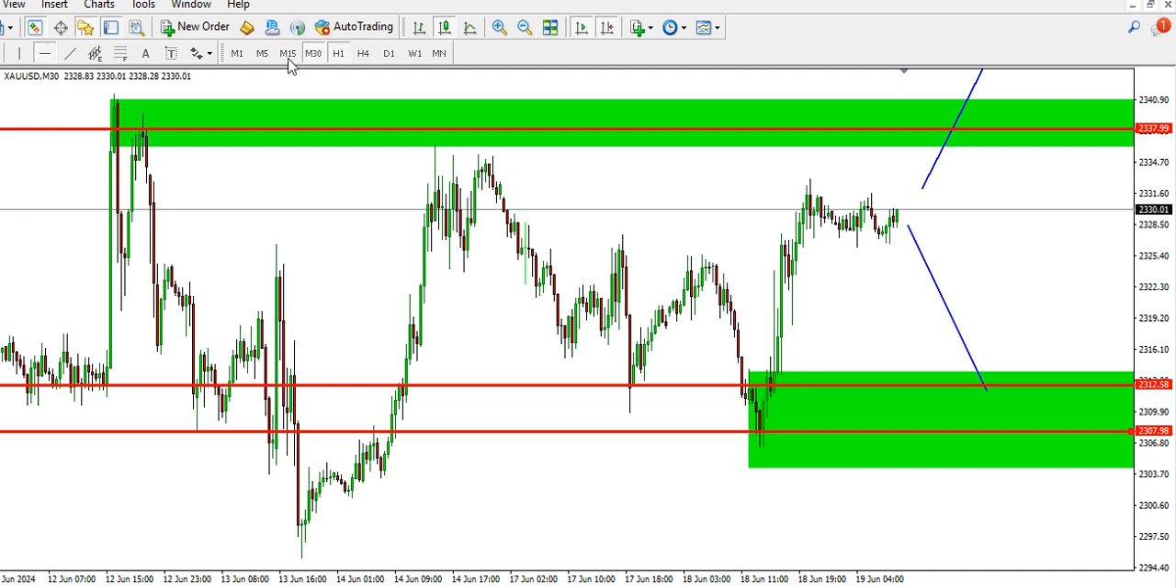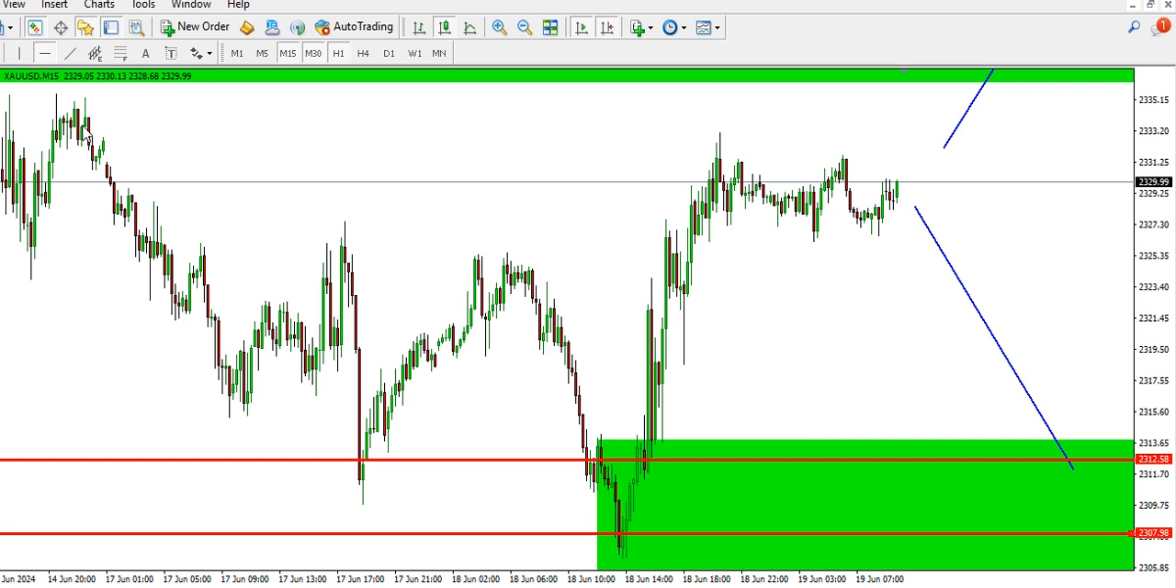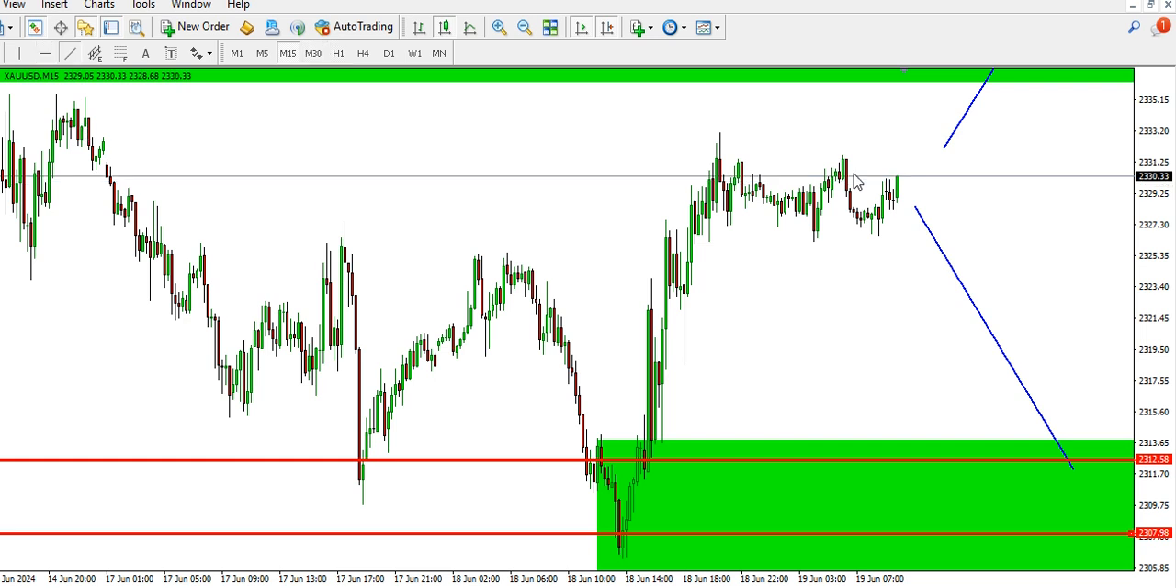Let's look at the 15 minutes time frame. What do we have? For the 15 minutes time frame, we can see that price is giving us something like a bullish flag. Okay, this is the upper resistance around here, the upper trend line. Let's see the lower trend line. The lower trend line should be somewhere around here.